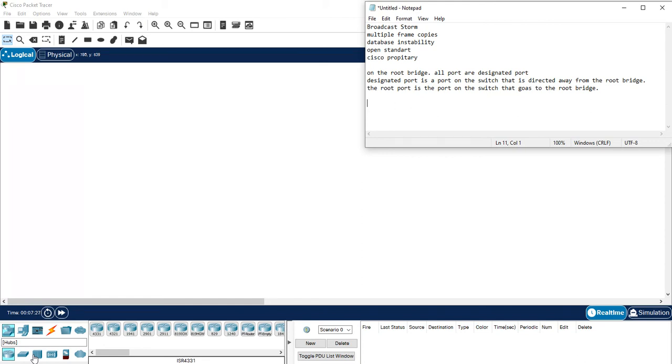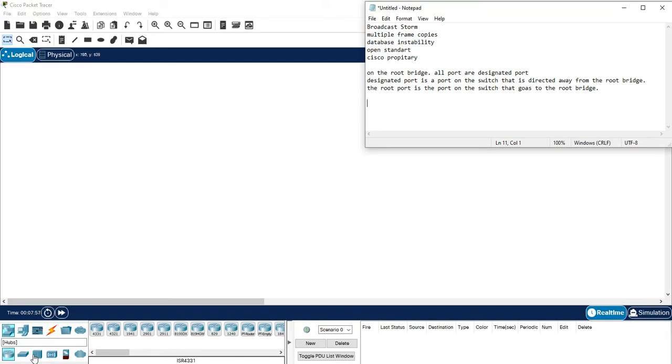So how does STP work? When STP is active, each switch will send a special frame to each other called the Bridge Protocol Data Unit, or BPDU.